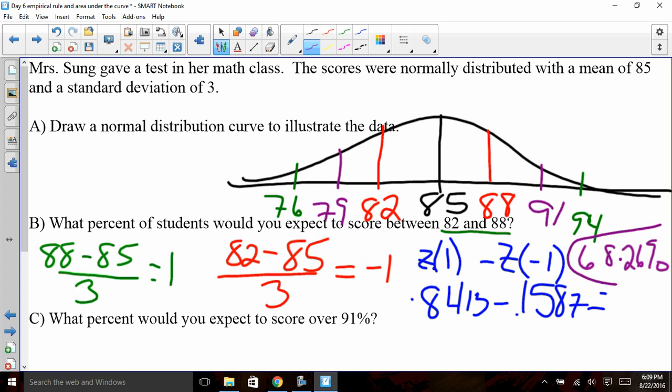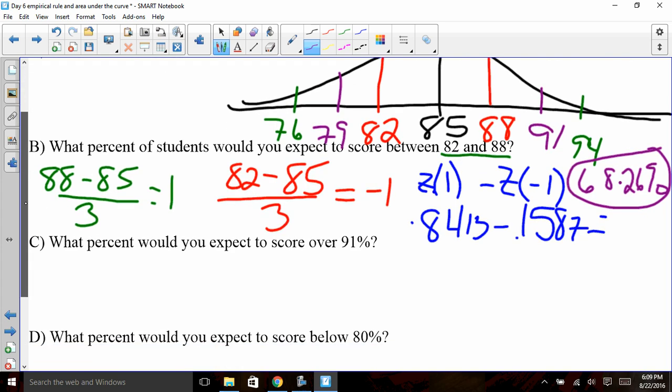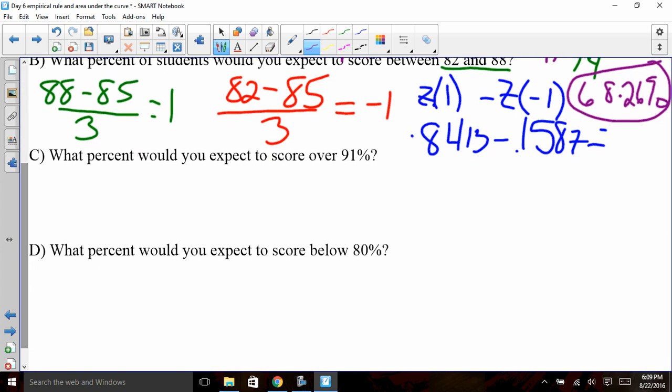So the difference here between using that first example like we had and using my z-score is that I become more accurate. And just like always with math class, we want to be as accurate as we possibly can. So 68.26% compared to just 68.